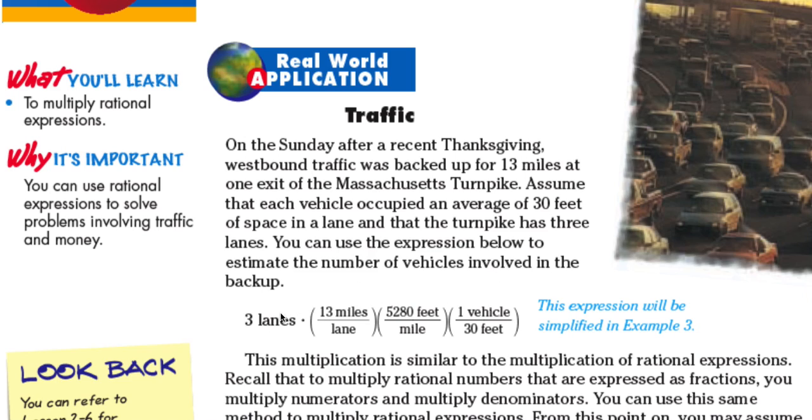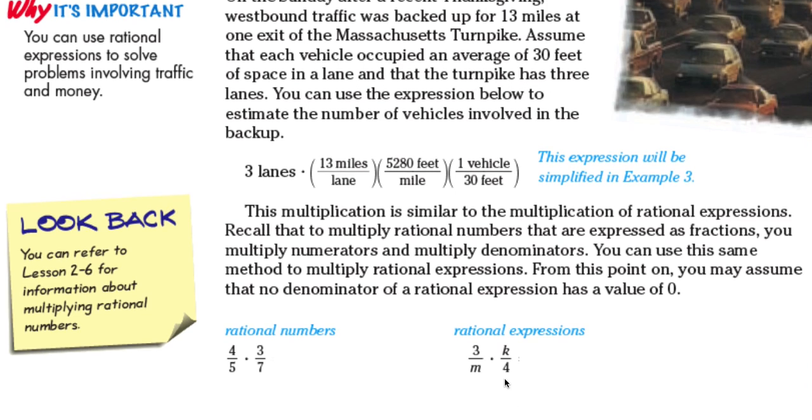So you have 3 lanes, multiply that by 13 miles a lane. And 1 mile is 5,280 feet. And one vehicle is 30 feet. And we will simplify this in example 3. So this multiplication is similar to the multiplication of rational expressions.